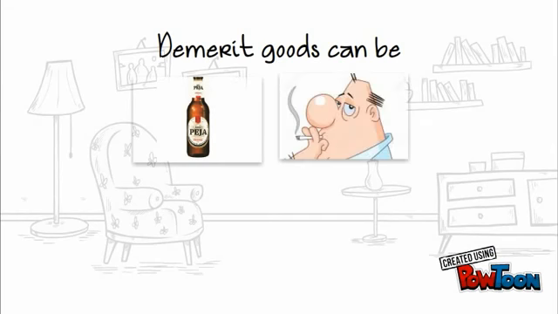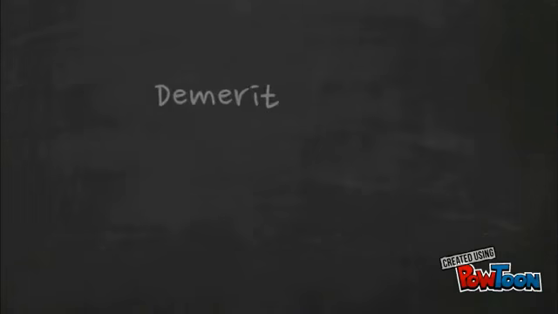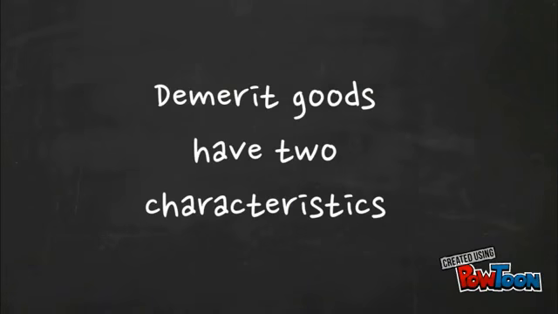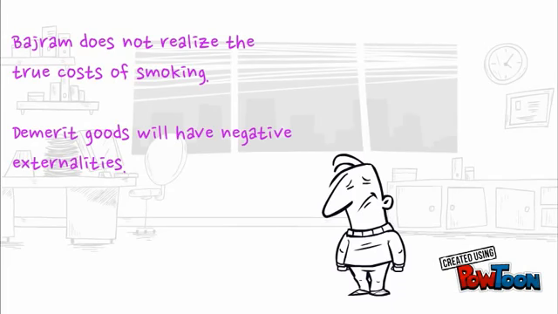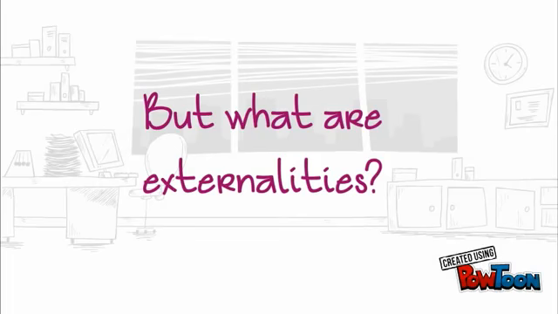Demerit goods could be drinking alcohol, smoking cigarettes, or even taking drugs. Demerit goods have two characteristics. Bayram does not realize the true costs of smoking, and demerit goods will have negative externalities. That's very unhealthy, Bayram. But what are externalities now?